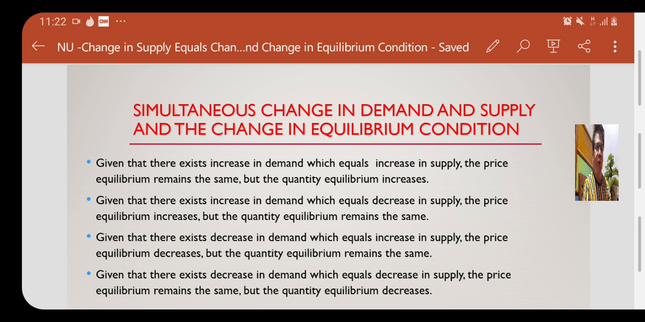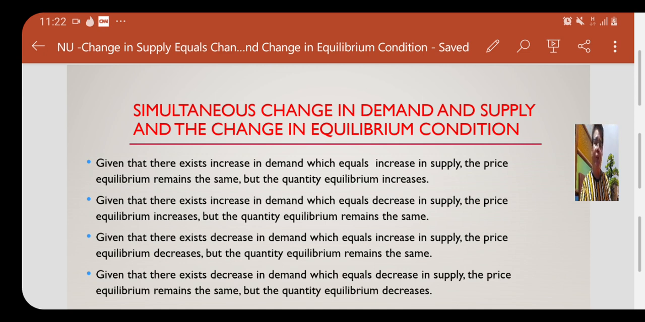Here we will continue our lesson on simultaneous change in demand and supply. But this time we will highlight the market condition where the change in demand equals the change in supply. So what we can see from the presentation are the relationships, specifically when the change in demand equals the change in supply.